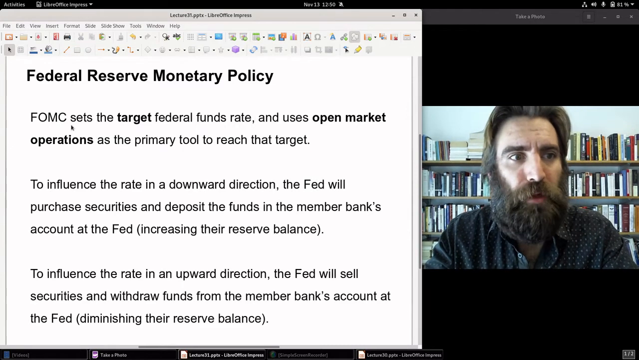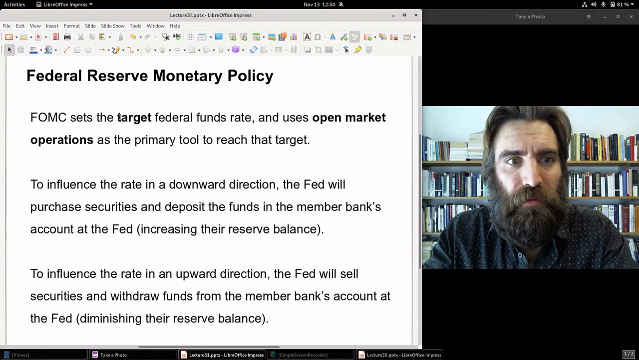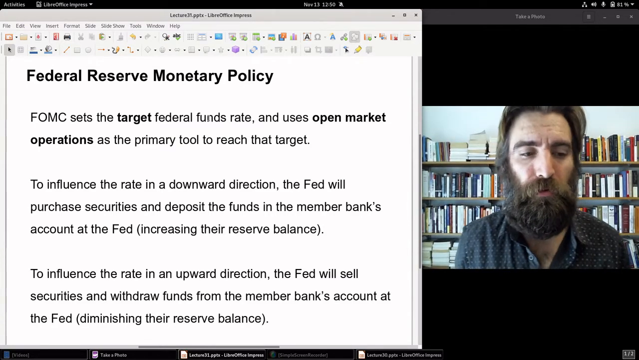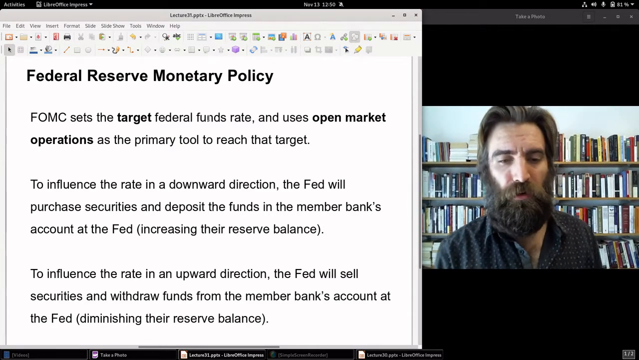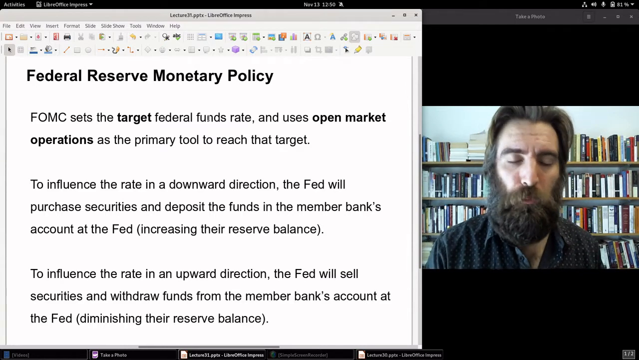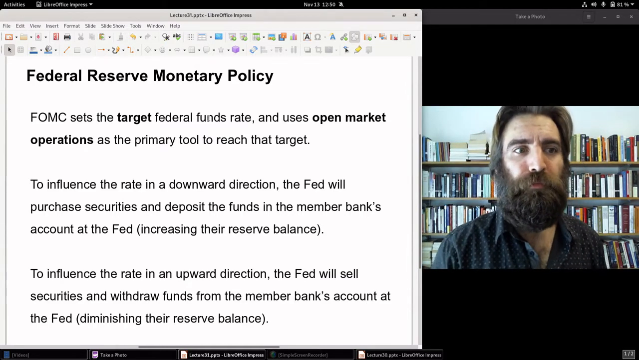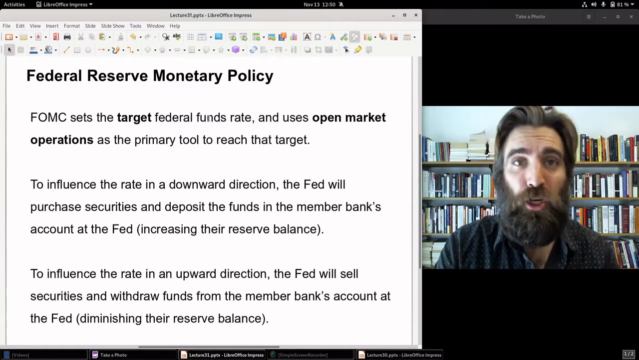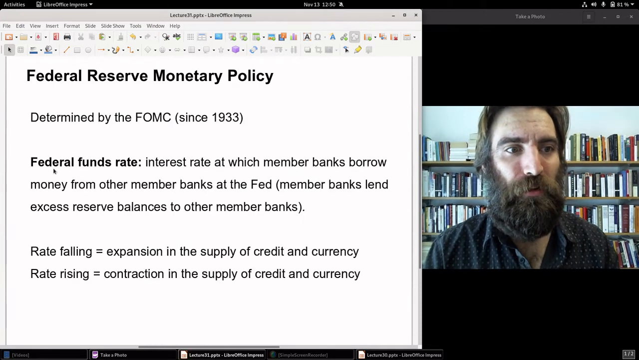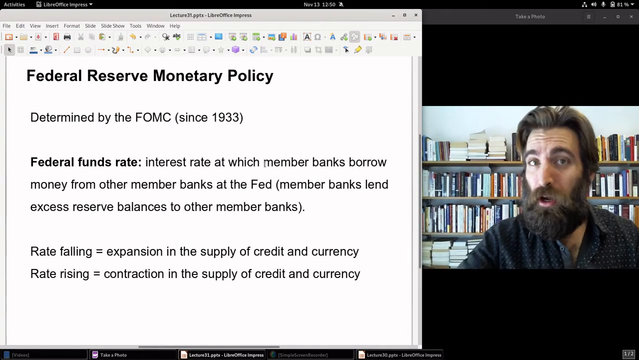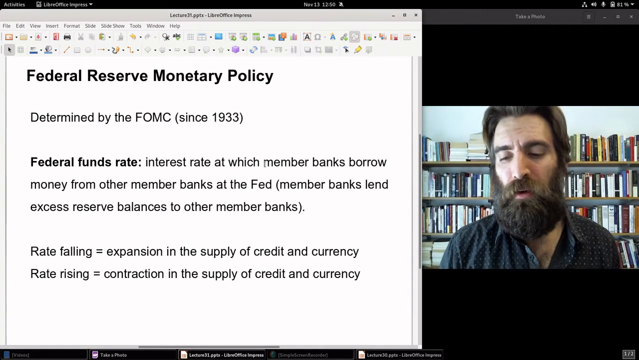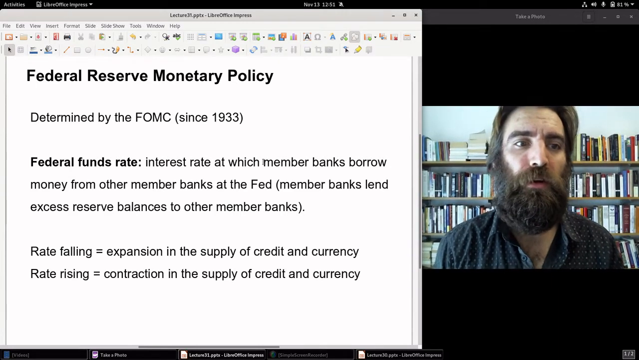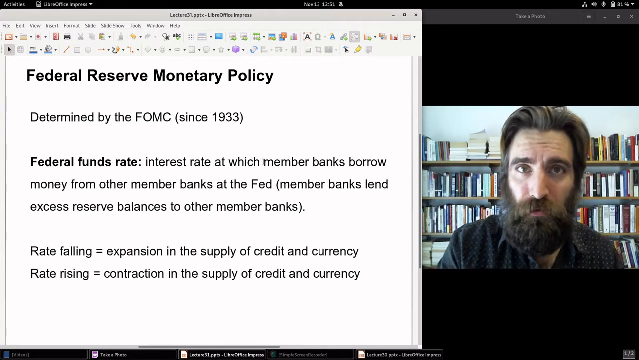All right, there we go. The FOMC sets the target federal funds rate. So they say, right now it's 0 to 0.25. Not too long ago it was 1.5 to 1.75. And the way they influence what is the actual federal funds rate, because remember, these member banks negotiate what the interest rate is. It's not dictated to them by the Federal Reserve. They negotiate what the interest rate is, and so the Federal Reserve wants to influence it.